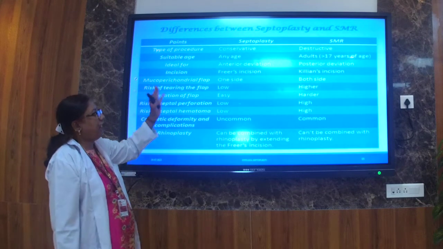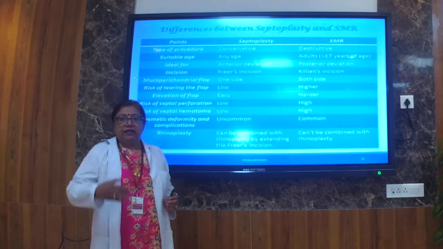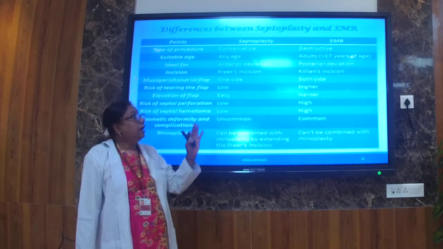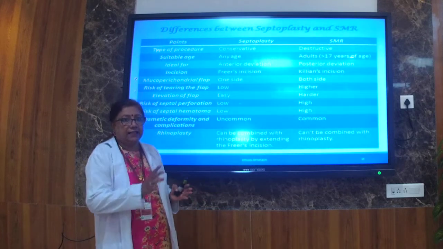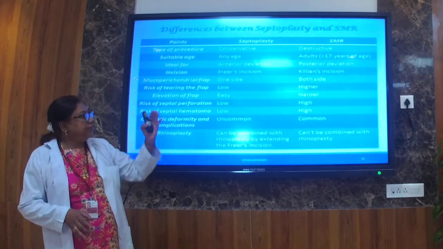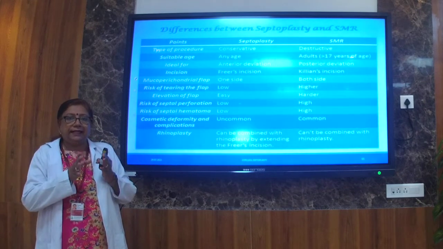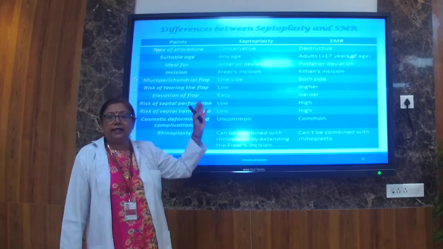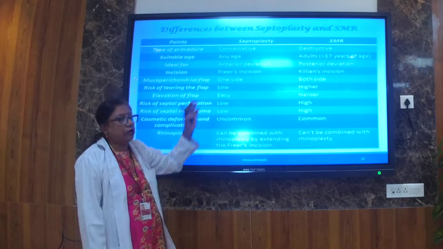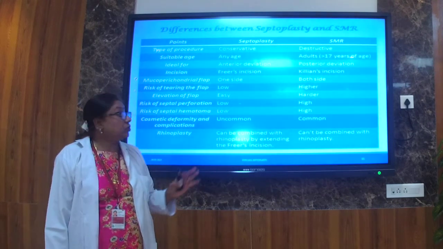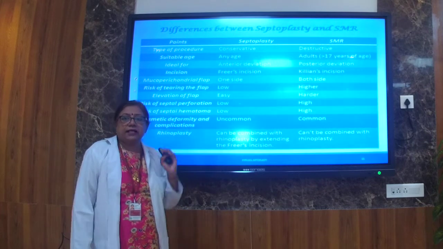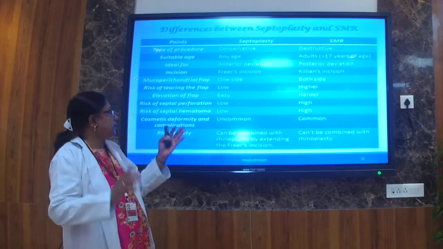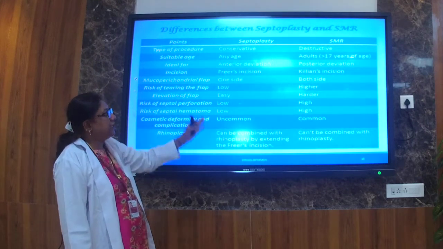Now the mucoperichondrial flap: in septoplasty we elevate from one side and we do it only from one side. But in SMR we go from both sides, from this and this, that means from anteriorly and posteriorly, we go from both the sides. So the risk of tearing of the flap is very low in septoplasty, because we are going from only one side. But if you see in SMR, it is high. Why? Because there can be a mucosal tear, because we are going bilaterally from both the sides. So elevation of the flap is very easy in septoplasty.